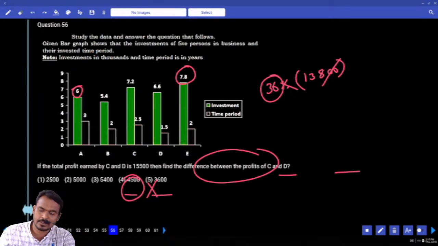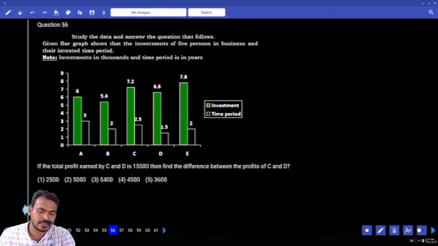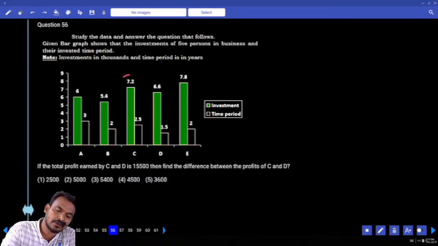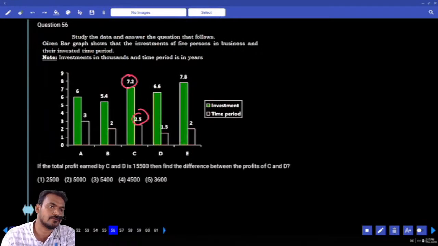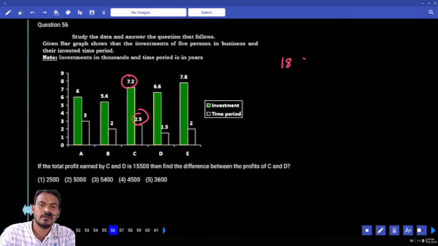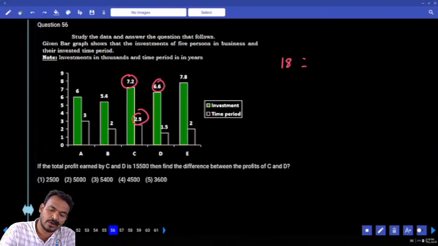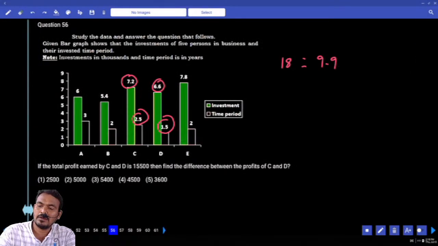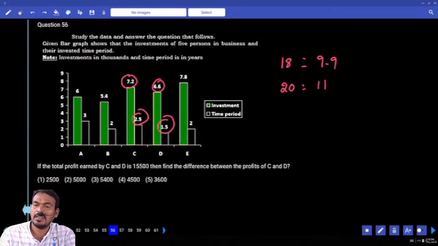Next question number 56. If the total profit earned by C and D is 15,500, find the difference between the profits of C and D. For the C investment 7.2, time period 2.5, 7.2 into 2.5, double 14.4, again half means 3.6, that is 18. Next D 6.6 into 1.5 means 9.9. Okay, that is 18 is to 9.9. 9 how many times? 20. 9 how many times? 11 times. That is the profits ratio 20 is to 11.